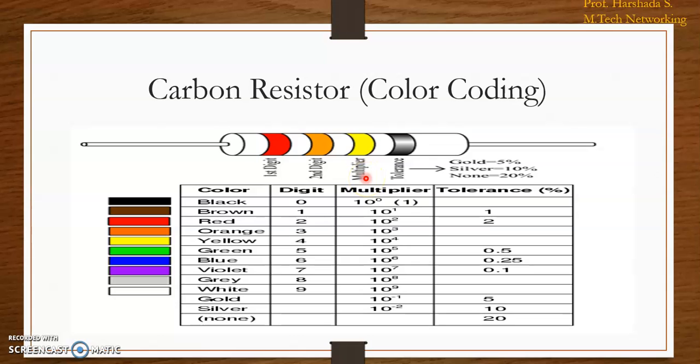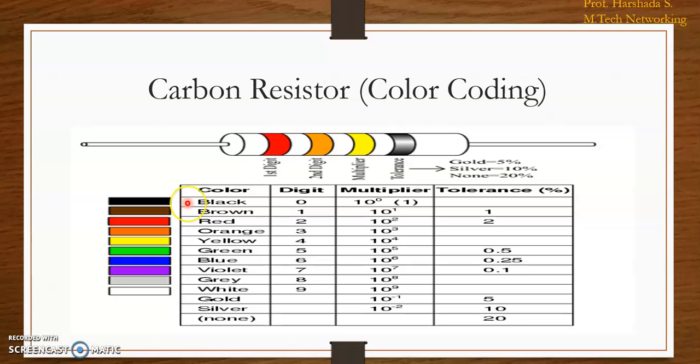Now see, multiplier means what? How many digits, or how many 10 to the power, whatever your power is, applies on the multiplier. Then see here the color. So this table contains some values. The first column is the color, the second one is the digit, then the multiplier and the tolerance. So here multiple colors are there. First one is black, brown, red, orange, yellow, green, blue, violet, grey, white, gold, silver and none.